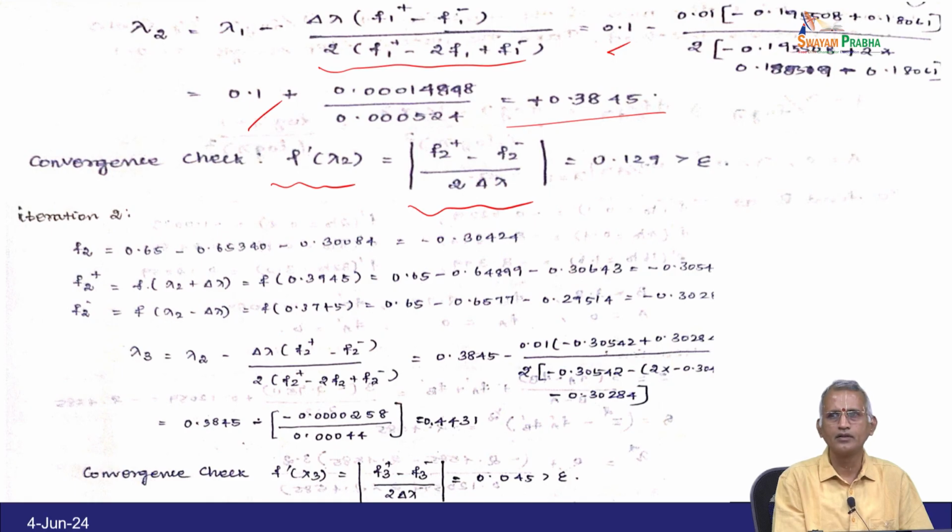So we have f2 plus and f2 minus, calculate it, and then apply here, you get 0.12. f2 dash of lambda is equal to 0.127, which is greater than epsilon. Now the convergence is checked and the value is 0.127, therefore we have to proceed further.